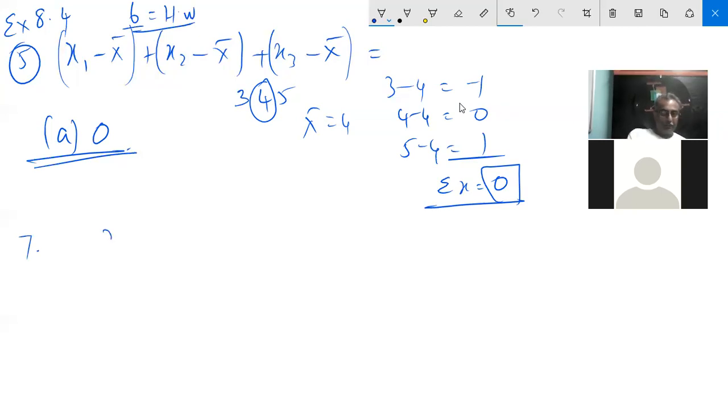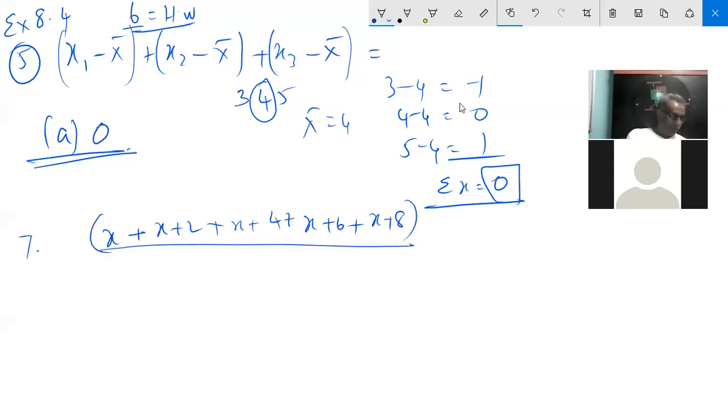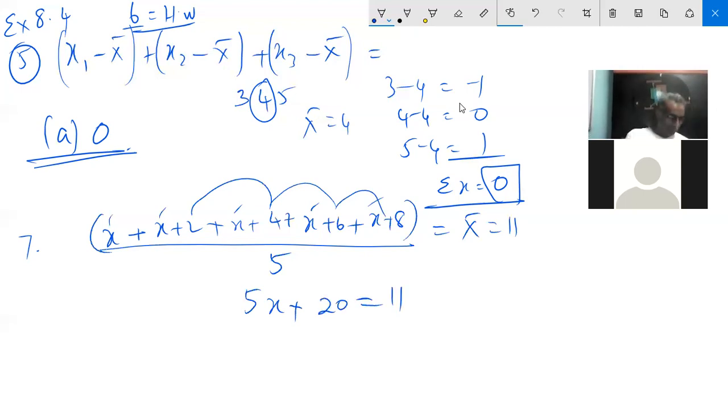Mean of 5 observations. x plus 2, plus x plus 4, plus x plus 6, plus x plus 8, divided by how much? 5 is equal to x bar, equal to 11. Okay, it's given. Mean is 11. x plus x plus x plus x plus x. How many x? 1, 2, 3, 4, 5x. So 5x plus 2 plus 4 plus 6 plus 8. How much? 2 plus 4, 6. 6 plus 6, 12. 12 plus 8, 20. Correct.